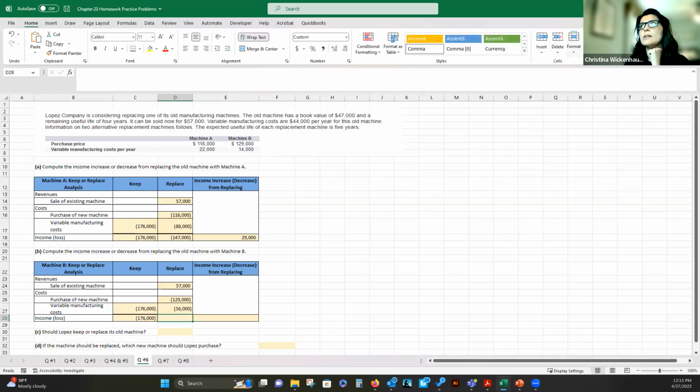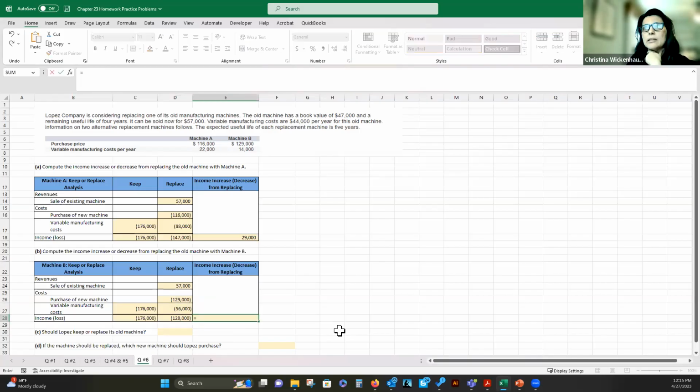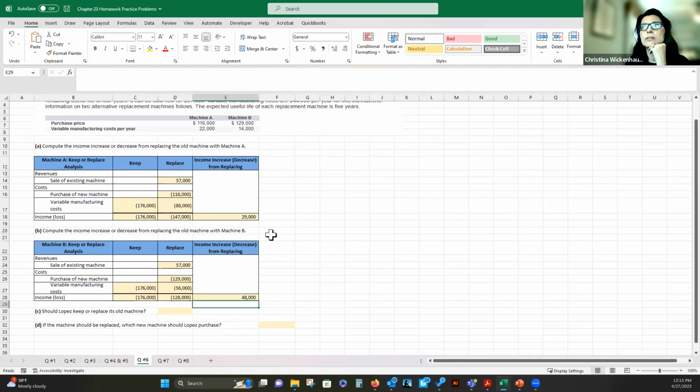So if I add all those together, it looks like I only lose 128. So my difference is I'm going to increase, my income is going to increase by 48,000. So that's better than the 29,000. So we need to replace the old machine, and we need to do so with machine B.